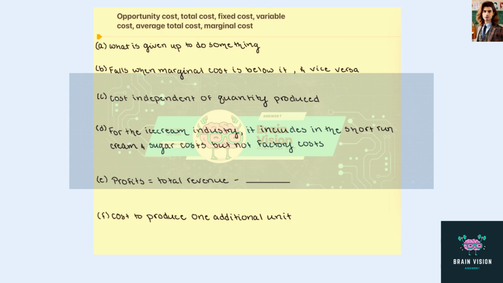In this example, we are going over the number of different costs that are associated with production. They consist of opportunity cost, total cost, fixed cost, variable cost, average total cost, and marginal cost. And we have parts A through F here in which we want to identify which cost it is describing. So starting with part A, we have what is given up to do something. And the cost of doing one thing over the other is known as our opportunity cost.